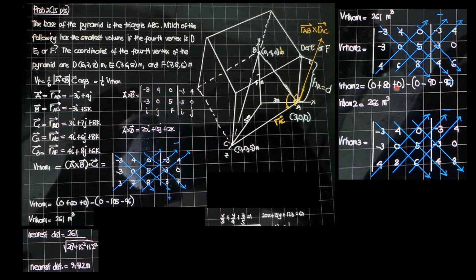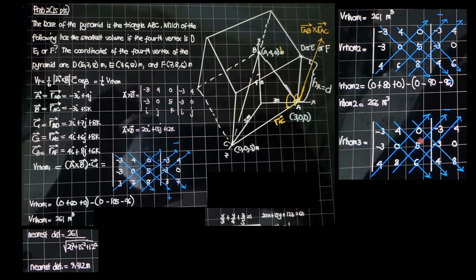So therefore, volume of rhomboid 2 is 80 plus 90 plus 96, and that is 266, which is greater than 261. So that would not be the smallest volume, because after we divide that by 6, it's greater than 261 over 6.